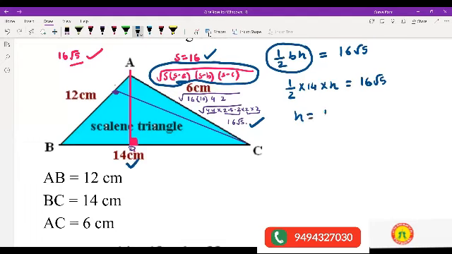So H is equal to 16 root 5 by 7. That's all. Understood? If it is centimeter, write centimeter. So this is the way of doing all this. That's it.